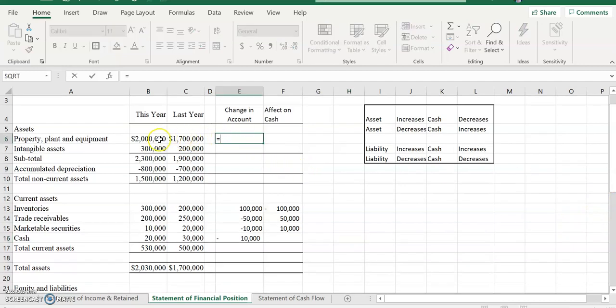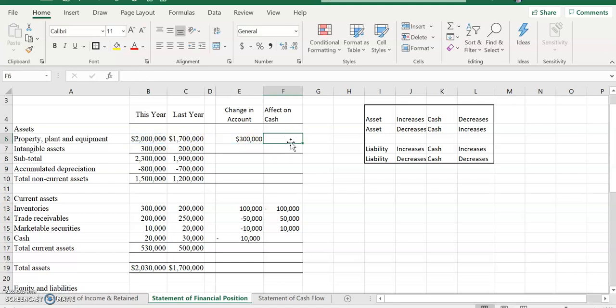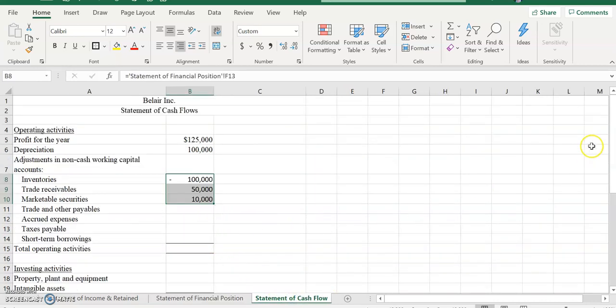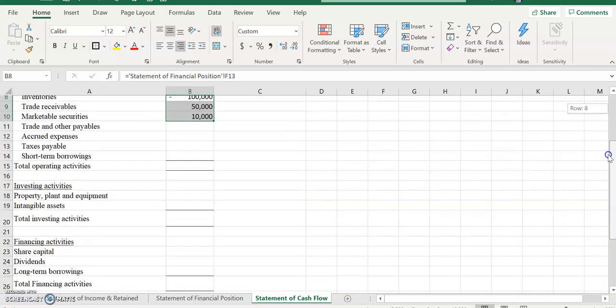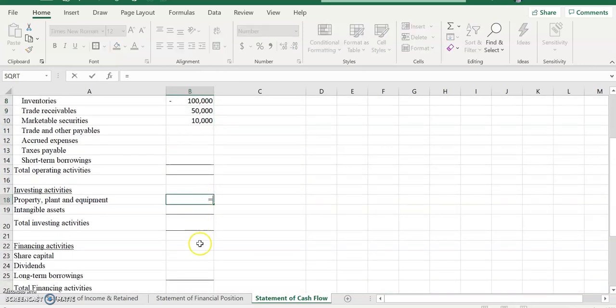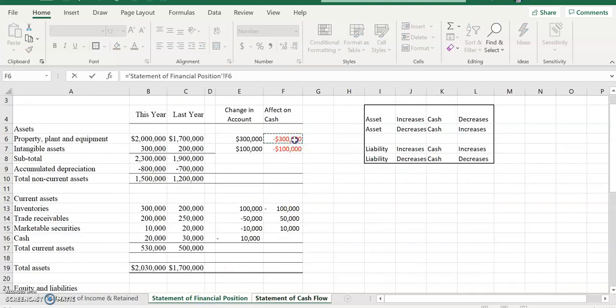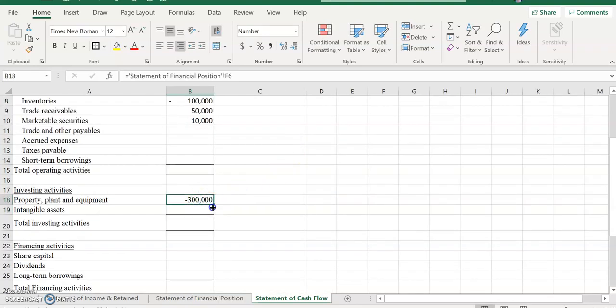Okay, so let's look at property, plant, and equipment. Again, it is saying that our property, plant, and equipment went up by 300,000, so therefore my cash must have gone down by 300,000. And intangible assets went up, so cash must have gone down. So I'm going to take those and bring those over here. Those go in under our investing. If it's easier, you can definitely do one section at a time.